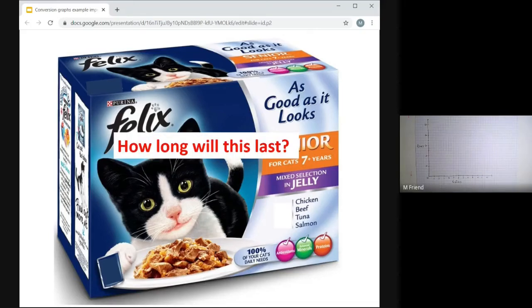Now, there's various factors that will help us decide how long this will last for. Probably, though, the most important thing is, well, how many cats have you got? How many cats are going to be eating this food? If you've only got a couple of cats, it might last quite a long time. If you've got 50 cats at home, it probably doesn't last very long at all. So I hope it makes sense to you that the number one thing that helps us to answer that question, how long will this last, is just how many cats have you got?